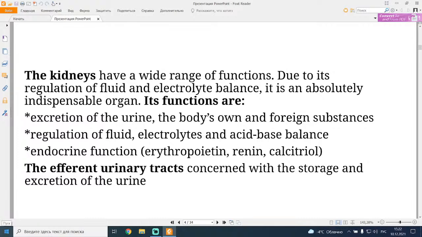The kidneys have a wide range of functions. Due to its regulation of fluid and electrolyte balance, it is an absolutely indispensable organ. Its functions are excretion of urine, the body's own and foreign substances, regulation of fluid, electrolyte and acid-base balance, and endocrine function: erythropoietin, renin, calcitriol. The efferent urinary tracts are concerned with the storage and excretion of the urine.